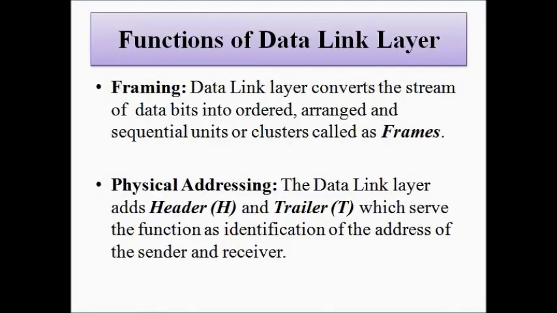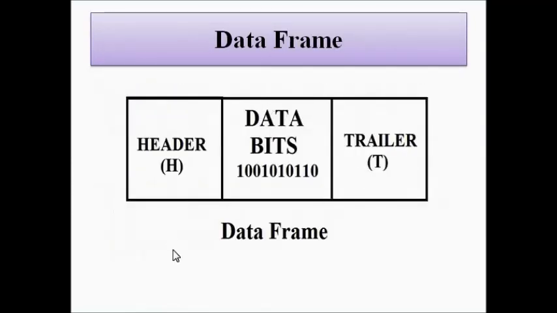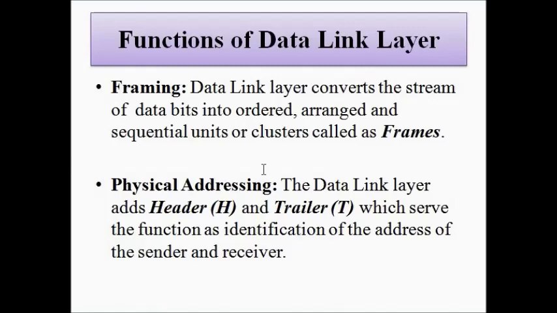First is framing. Okay. So the data link layer, as I said, converts the stream of data bits into ordered and arranged sequential units or clusters, which are called frames, which look something like this, along with the header address, the data bits, and the trailer. Okay, framing, the most important function of the data link layer.